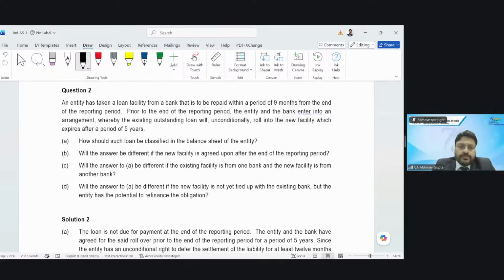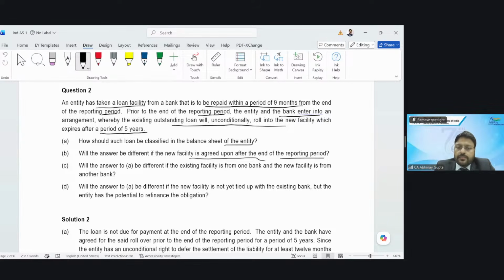Let's do this question. Question number 2. An entity has taken a loan facility from the bank that is repaid within the period of 9 months from the end of the reporting period. Prior to the end of the reporting period, the entity and the bank enter into an arrangement whereby the existing outstanding loan will unconditionally roll into a new facility which expires after a period of 5 years, right? How should such a loan be classified in the balance sheet of the entity? Will the answer be different if the new facility was agreed upon after the end of the reporting period?